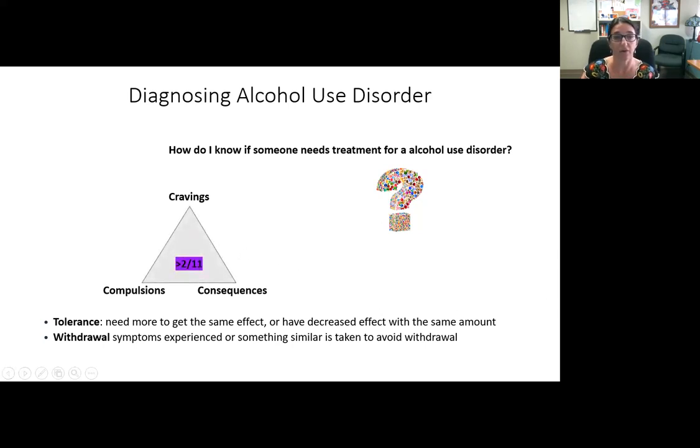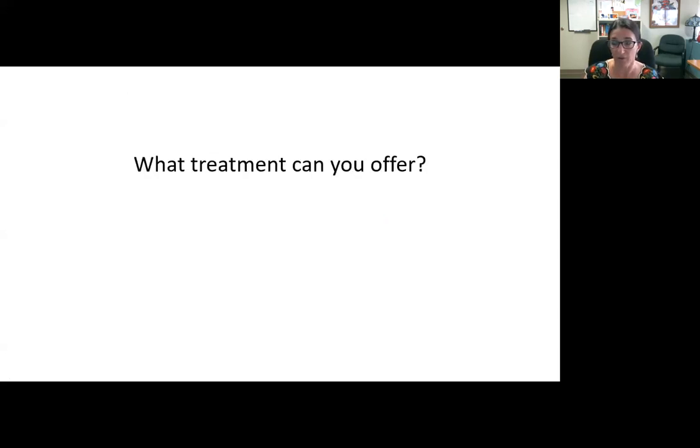So for diagnosing alcohol use disorder, how do we know if your patient needs treatment for AUD? Really, we're looking again at these criteria that we see for other use disorders. But one way to think of it is that at least 2 of the 11 criteria may be grouped into the 3 C's of cravings, compulsions to use, and consequences. And then certainly tolerance and withdrawal are 2 of those criteria. So once you have assessed for that and made your diagnosis, what treatment can you offer?